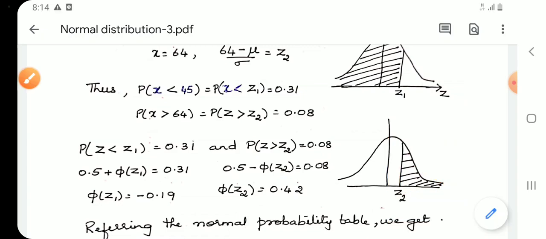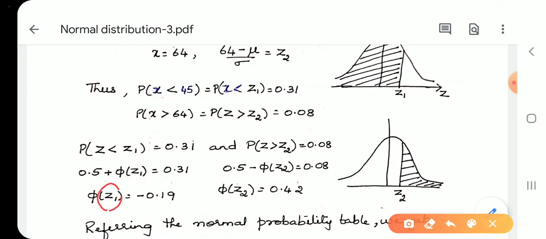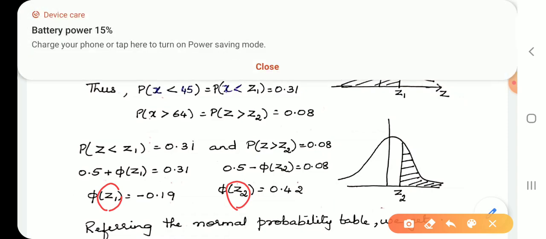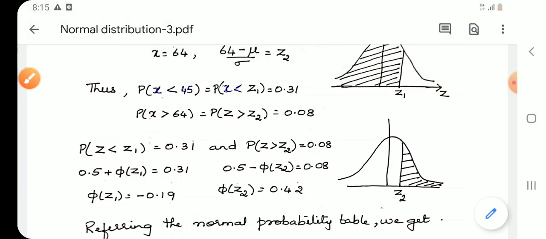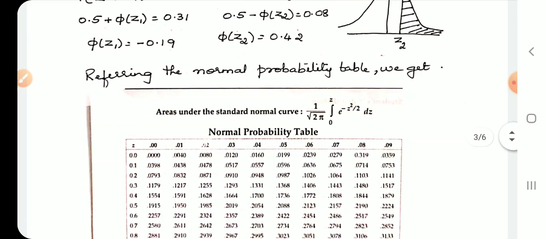So till now we were given some value of Z, and we were finding phi of Z using the normal table. Now phi of Z is given. We have to find the value of Z1 and Z2 using the normal table. So this can be done using the normal probability table.